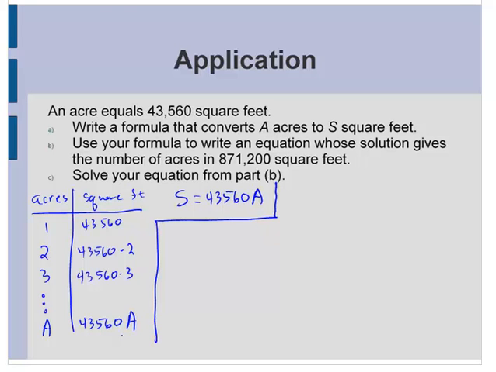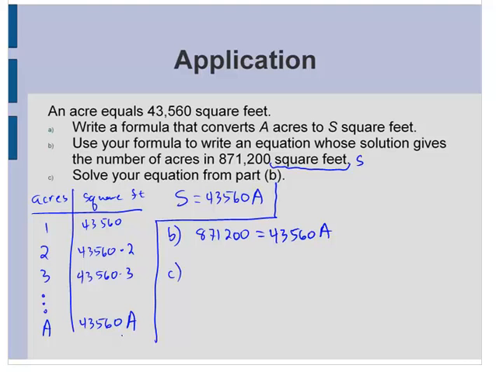Part B. Use your formula to write an equation whose solution gives the number of acres in 871,200 square feet. So we are given a number of square feet. That's a value for S. So for B, the equation would be, when is 871,200 equal to 43,560 A? There's the equation.